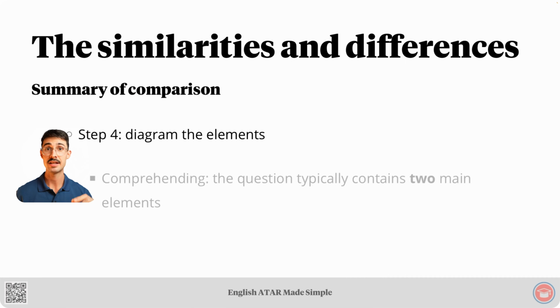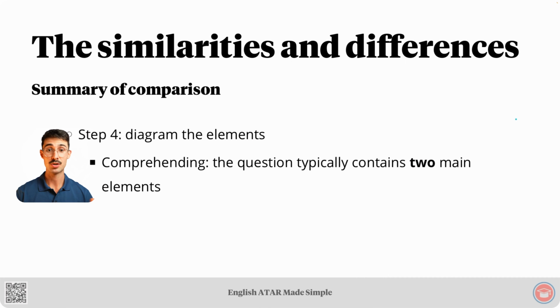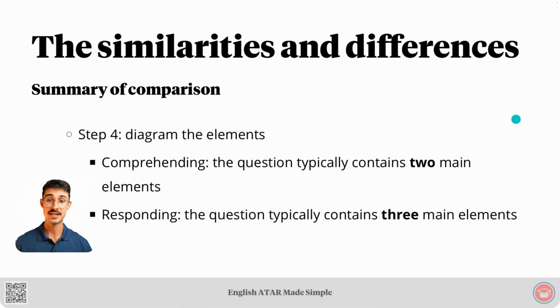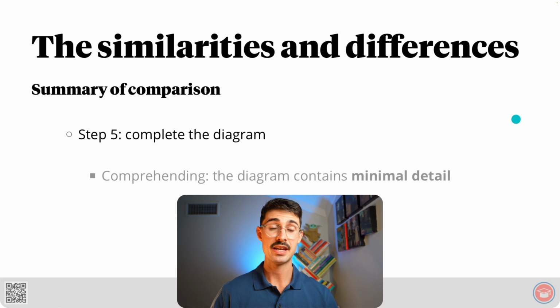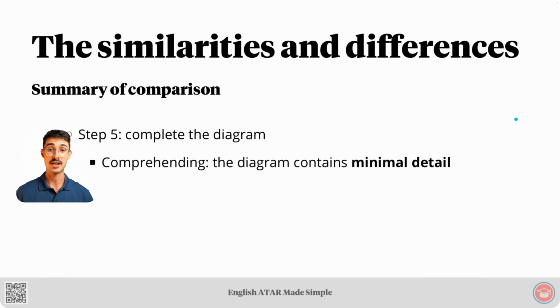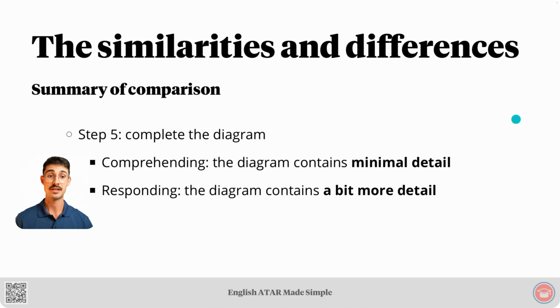Focusing on these 3 different steps that are completed differently in both sections, regarding step 4, firstly, which is diagram the elements. In the comprehending section, as we saw, the question typically contains 2 main elements, whereas in the responding section, the question typically contains 3 main elements. For step number 5, which is completing the diagram, in the comprehending section, the diagram contains minimal detail, but in the responding section, it contains a bit more detail.